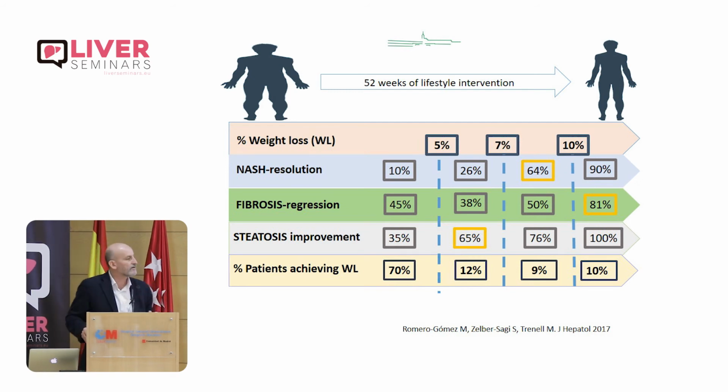But the other side of the coin is the percentage of patients achieving weight loss. Less than 10% of these 293 patients achieved 10% weight loss. 90% lost less than 10%, and 70% lost less than 5%. A percentage of body weight loss that did not add any positive effect was found in more than two thirds of the patients. We clearly need to improve the percentage of patients achieving weight loss, which could be beneficial for them.